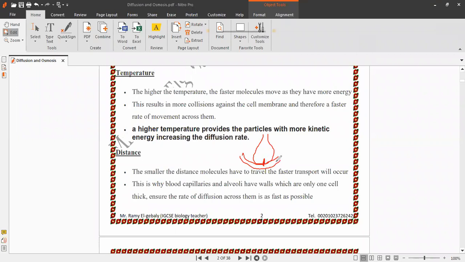This is why blood capillaries and alveoli have thin walls, to decrease the distance for diffusion. Why do blood capillaries and alveoli have thin walls? To decrease the distance for diffusion. So the rate of diffusion increases when distance decreases, or when the cell has a thin wall.